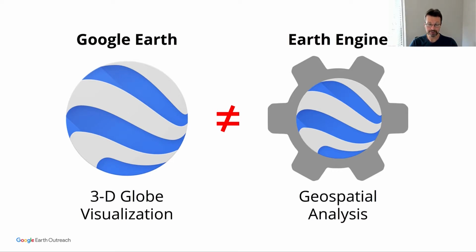Google Earth is what most people are familiar with. It's the 3D globe that allows you to zoom to anywhere in the world, zoom into your own house, etc., but it's mostly a visualization tool. Earth Engine, on the other hand, is a geospatial analysis tool. It's used to generate data.